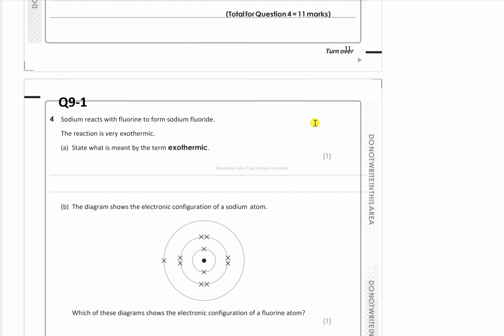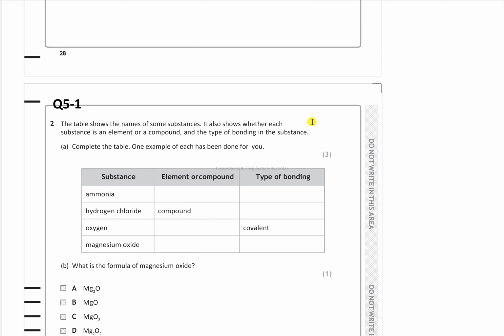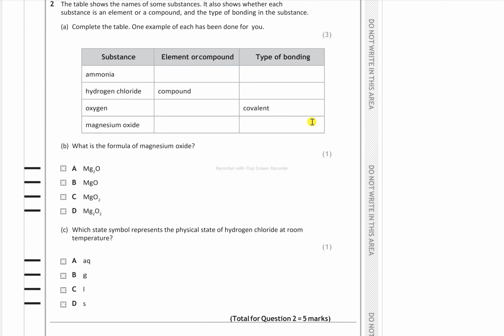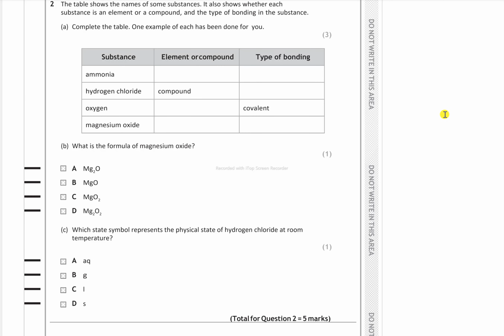Okay, we'll just try to figure out whether to do that. Okay, what we'll do is we'll get this done in another video. So 5-1. We need to complete the table.